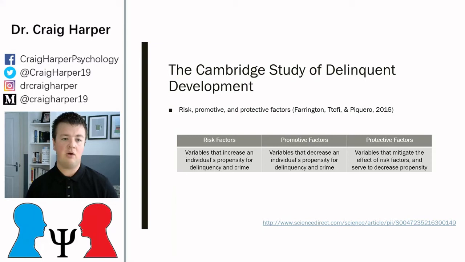So we're thinking about risk being risk of offending, promotive being promoting of good behaviour, and protective of protecting against a risk factor. This is the key contribution of the Cambridge study, and it's been able to identify a whole range of different risk, protective and promotive factors, particularly for juvenile delinquency.